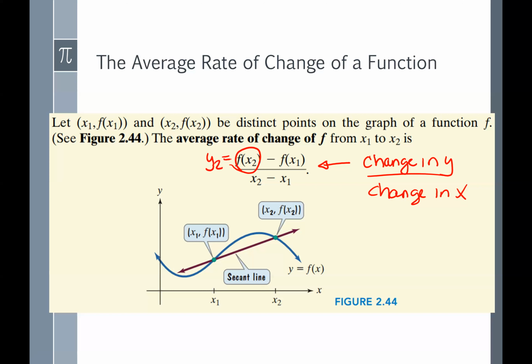y sub 2 is the function's value at x sub 2. That right there is y sub 1. The function's value at x sub 1 is y sub 1. You evaluate the function at your two x's, you take the change in y over the change in x, and you have the average rate of change of that function between those two points.